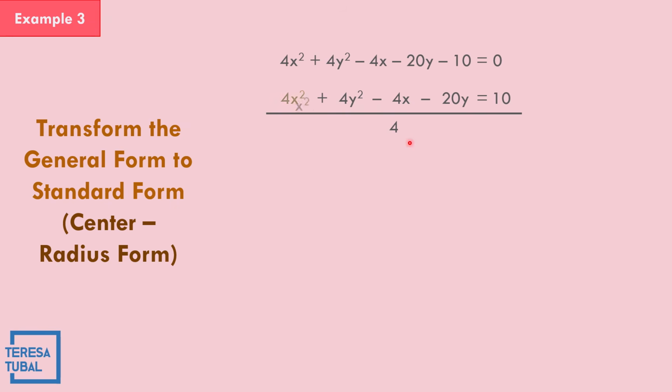4x squared divided by 4, the answer is x squared. After x squared, hanapin pa natin yung x. So, ito yon. Negative 4 divided by 4, that is negative 1x or negative x. So, wala nang x, let us proceed to y. 4y squared divided by 4 is positive 1y squared or plus y squared. Negative 20 divided by 4, that is negative 5y, equals 10 divided by 4. It cannot be divided, so let us write 10 divided by 4.